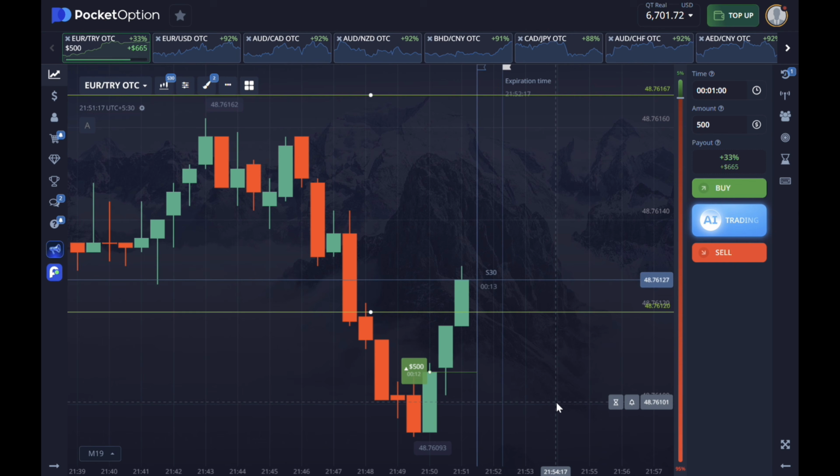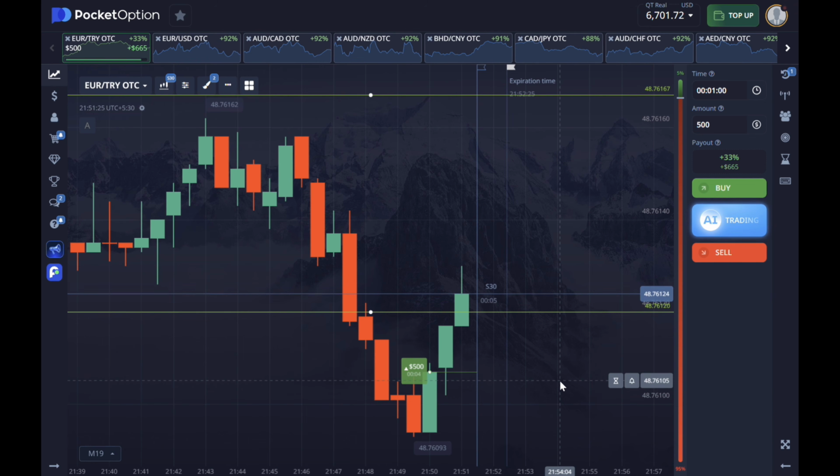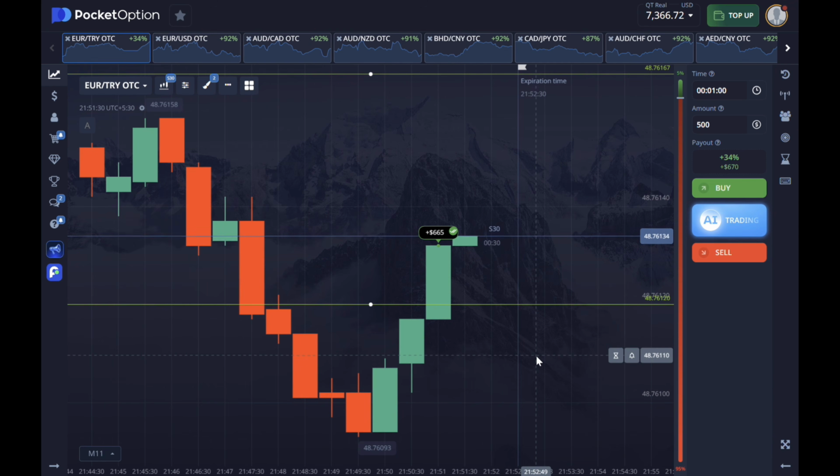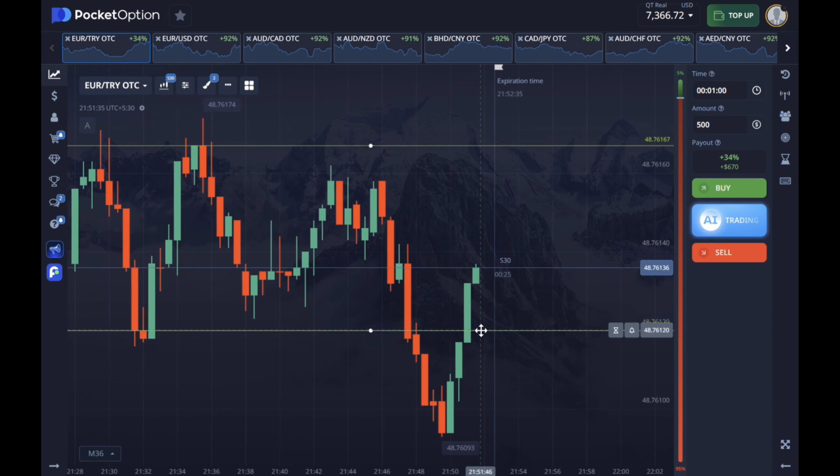Look guys, thinking about earning before trading is a mistake. First, understand how the market works, what the candles indicate, and where the trend forms. When you focus on learning, earnings will follow you automatically. Okay, so here our trade has won and we've booked a profit of $665.